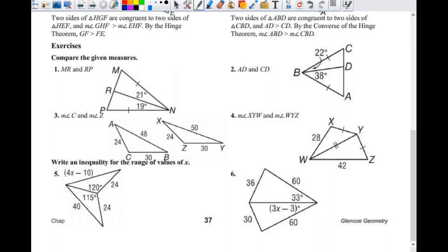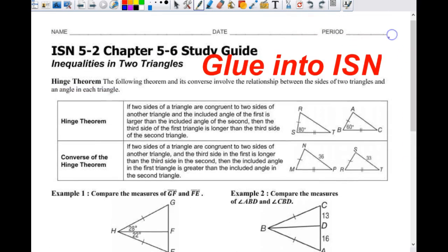Okay, today we're doing hinge theory. Hinge theory is pretty straightforward.